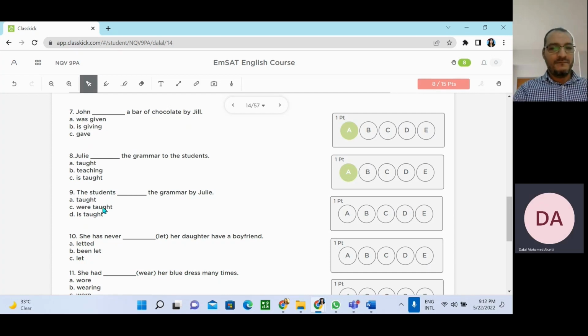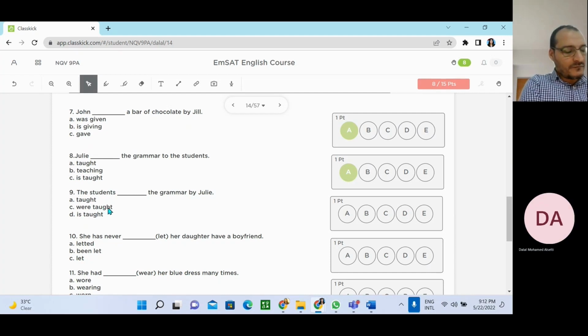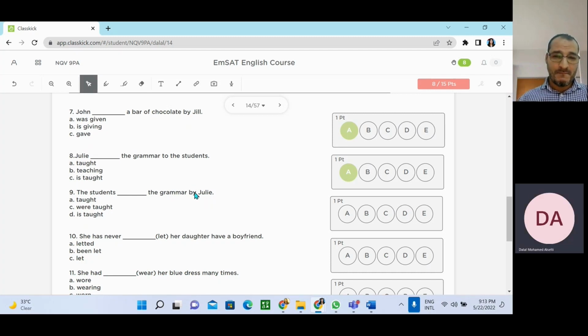Okay, the students, the grammar by Julie. The students were taught the grammar by Julie. So do you think this is active or passive voice? It's passive because of the phrase "by Julie". The students received the action, were taught. The only logical one is this, because this is the passive form.